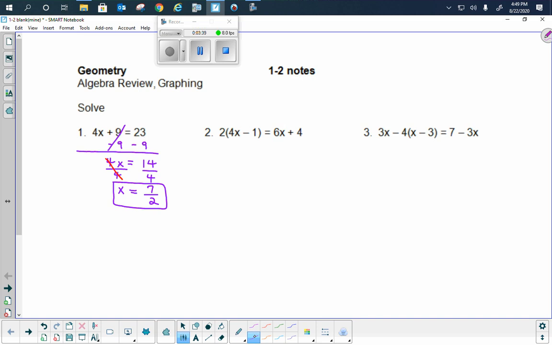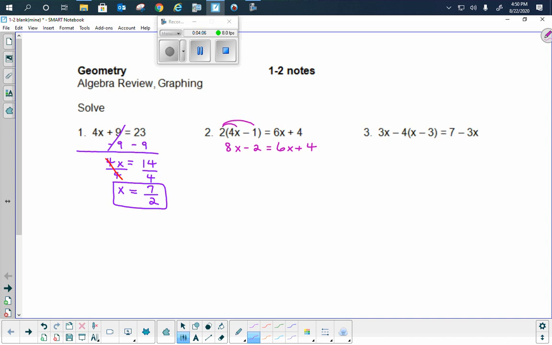Hopefully the first thing you see in this one is that we need to distribute this +2. And if we do that, 2 times 4x would be 8x. 2 times -1 would be -2, equals 6x plus 4. At this point, I always like to combine like terms on each side, which they already are. After that, I'm going to move things from side to side. I always target the x's first.